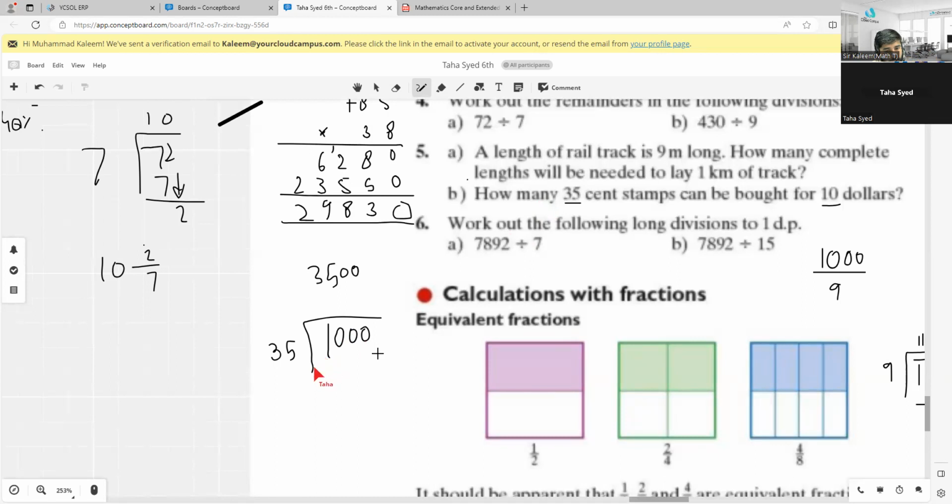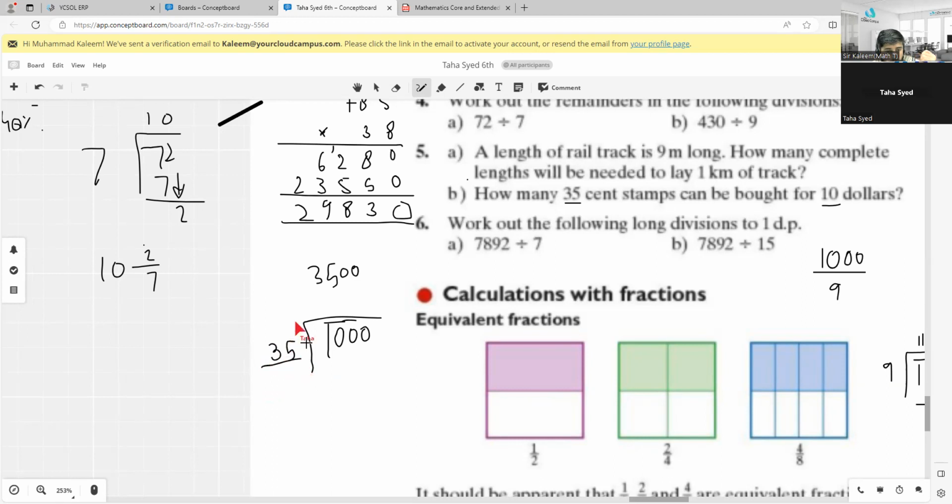Sir, can I use 100 this time? Yes, 100. Here we have to use 100 because we cannot divide 10. So it means that you have to combine the next digit. That will be 100. So sir, does it depend on the number of digits we have?